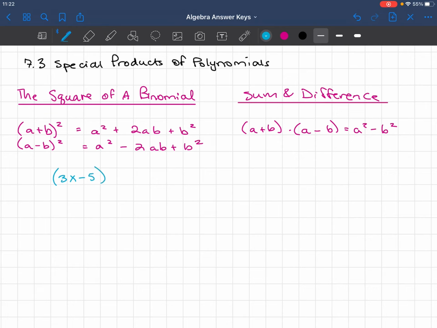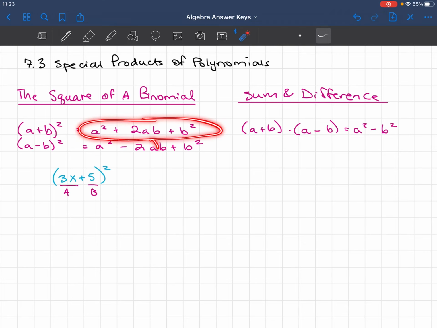(a plus b) squared equals a squared plus 2ab plus b squared. So basically what that's saying is if you have something that looks like this, (3x plus 5) squared, what you can actually do is identify 3x as a, 5 as b, and you can take this formula here and fill it in with the correct values to find the product without actually having to multiply.